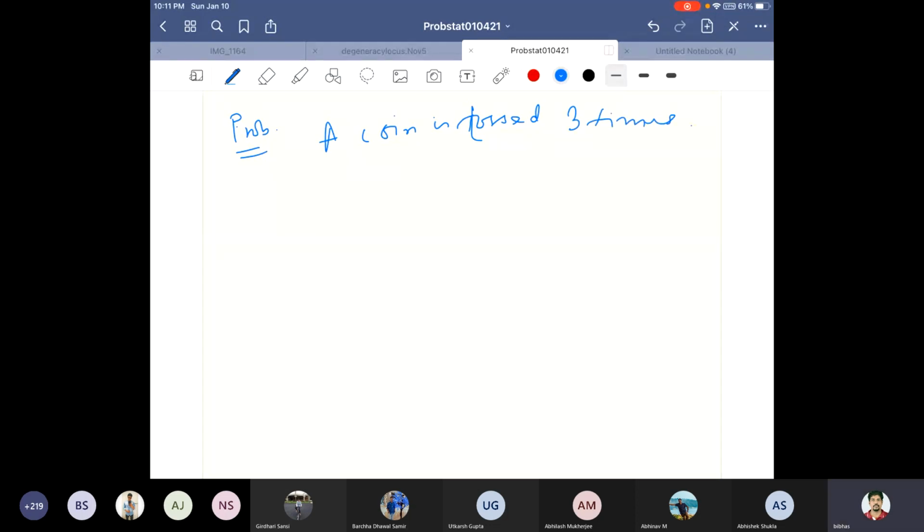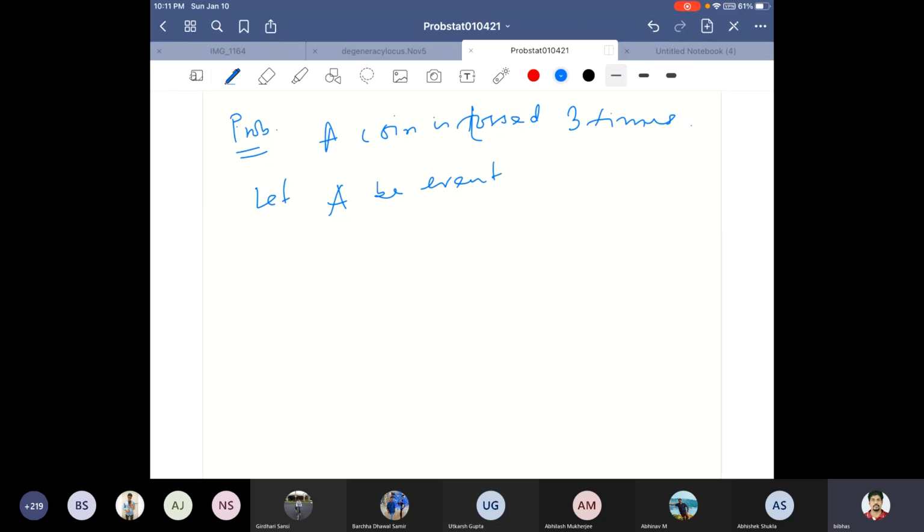So if I toss a coin 3 times, then I will have 3 outcomes, a sequence of 3 outcomes. Now let us consider the following events. Let A be the event.